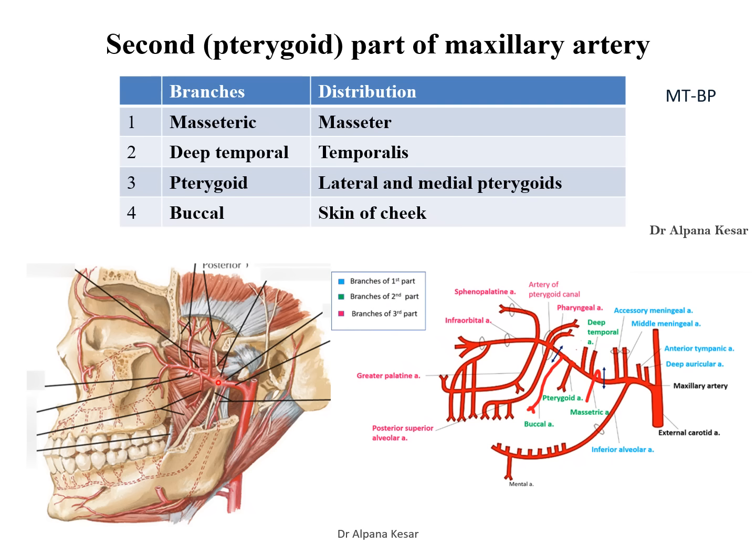This is the masseteric artery. These are the deep temporal arteries, the pterygoid arteries, and the buccal artery. The masseteric artery supplies masseter muscle. The deep temporal arteries supply temporalis. The pterygoid artery supplies lateral and medial pterygoid, and buccal artery supplies the skin and the mucosa of the cheek.